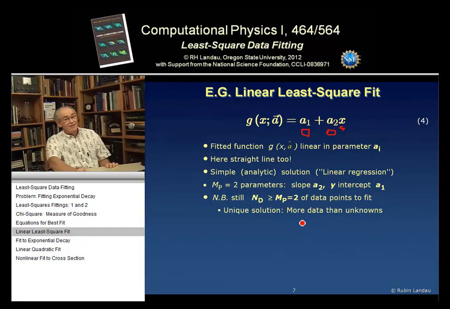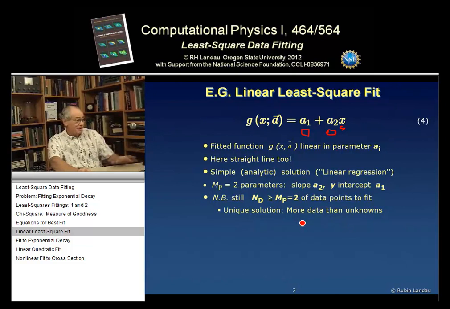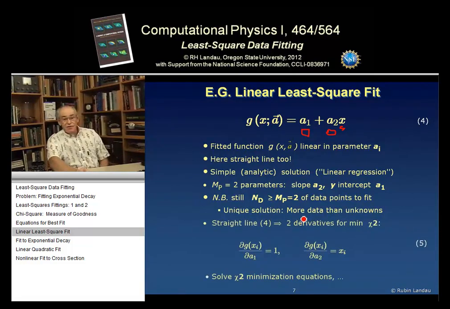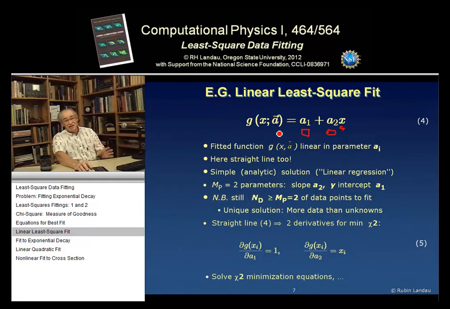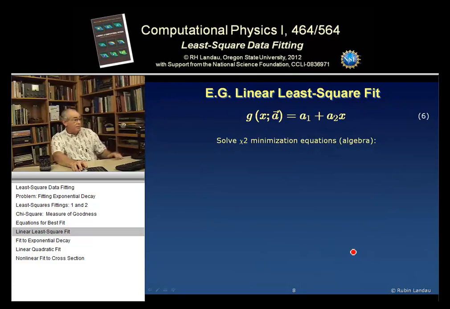You need to have more data than unknowns if you're going to get meaningful solutions to the equations. For our case here, we have 2 parameters. If we take the derivative, recall on the previous transparency, if not, go back and look. We take the derivative of this function, equation 4, with respect to a1, we get 1. Derivative of function g with respect to a2, we get x sub i for each data point. That's the hard part. We now put it in the equations and solve for the minimum chi-squared.